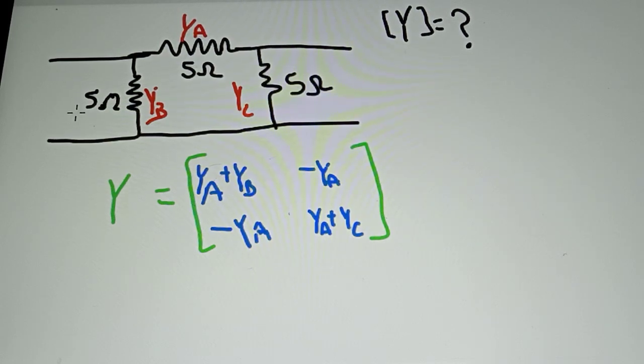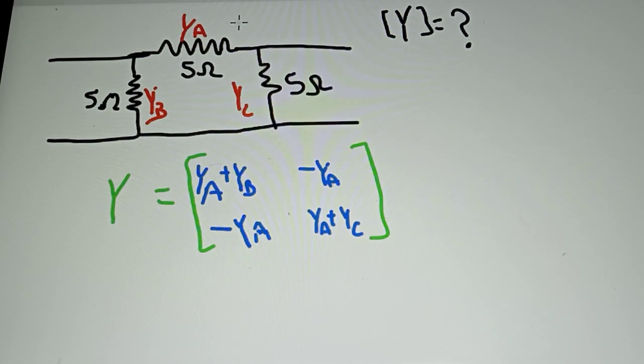Now we are given 5 ohm, 5 ohm, 5 ohm, YA, YB, YC. So now you can easily put them in this formula and you will get the answer. So that's it. Let me just solve this problem so that you better understand this. See, we are given 5 ohm, 5 ohm, 5 ohm. This is admittance and these are resistances. Now we need to convert this to admittance, because we are asked to find the admittance matrix.